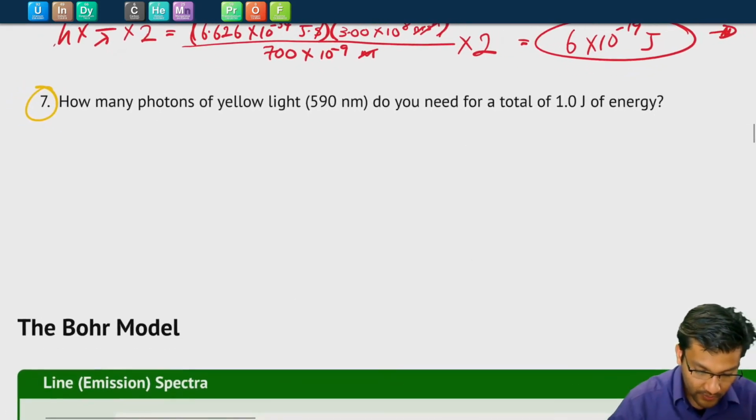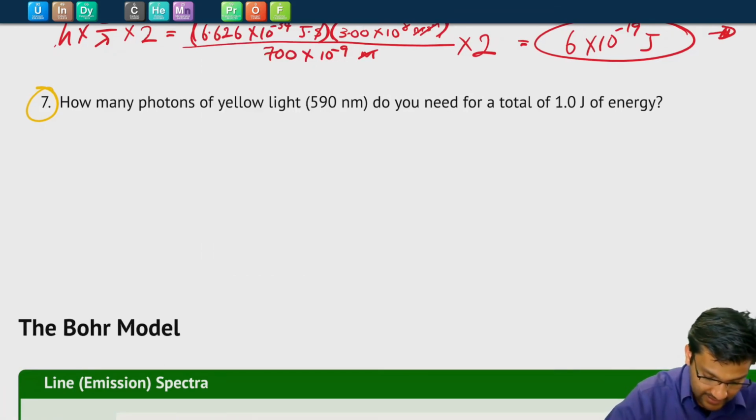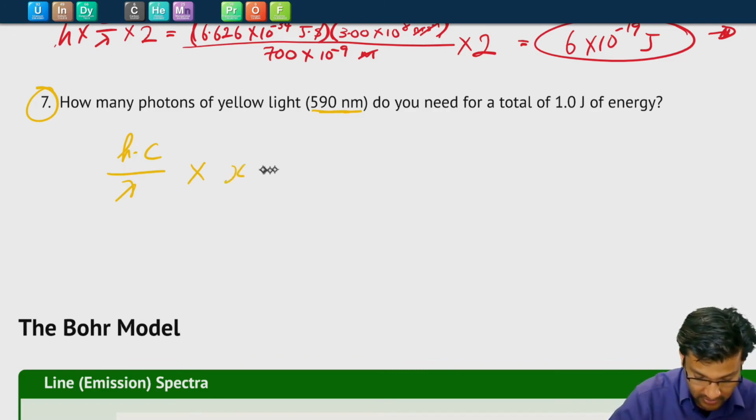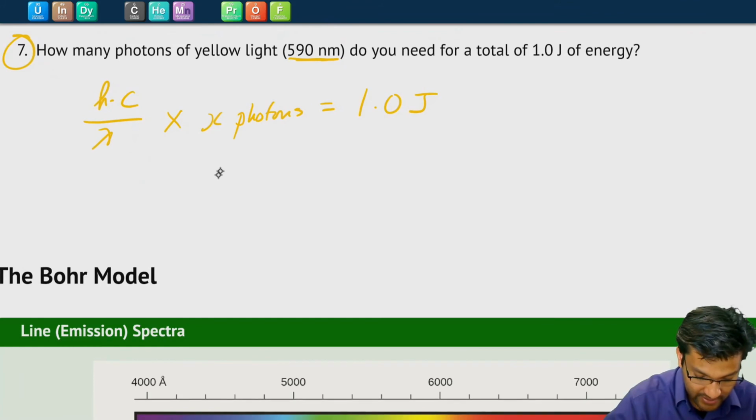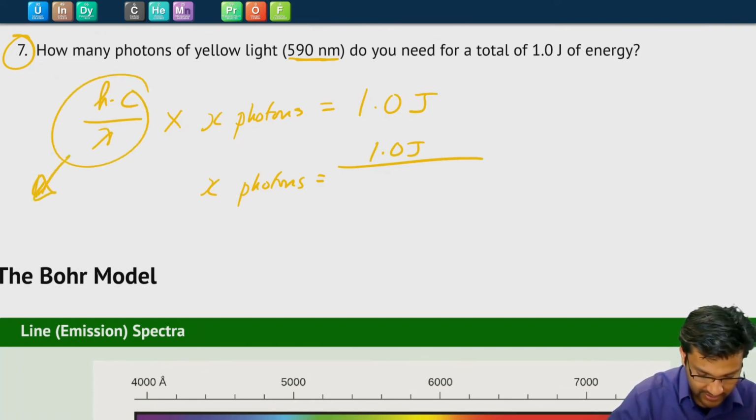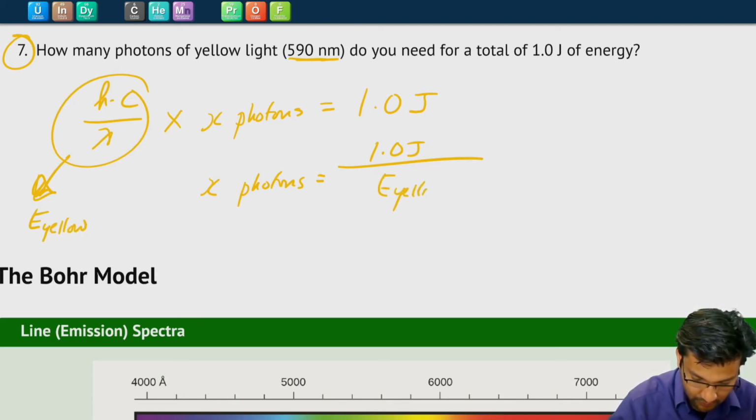Okay, so we know that 1 photon of yellow light has energy h times c over lambda, right? Because they gave us the wavelength, so we use the wavelength form of the equation. And if we multiply this by, let's call it x photons, we should get 1.0 joules of energy. So we need to find how many photons that would be. So x, the number of photons, should be equal to 1.0 joules divided by this quantity here, which we'll call the energy for yellow. So we just need to find the energy of one photon of yellow light.